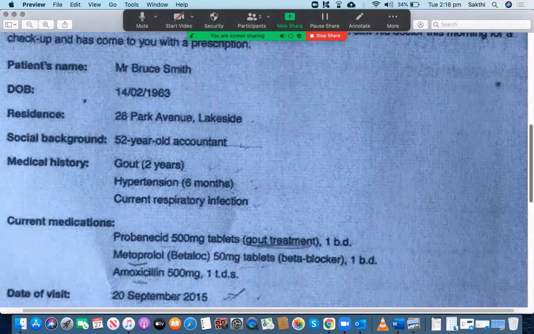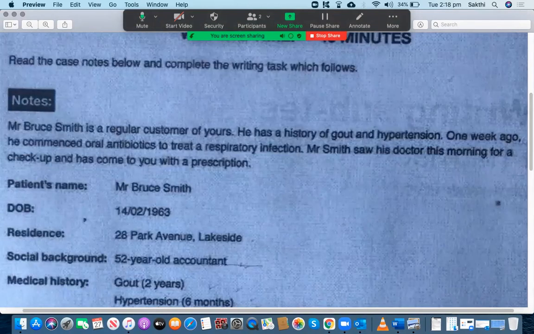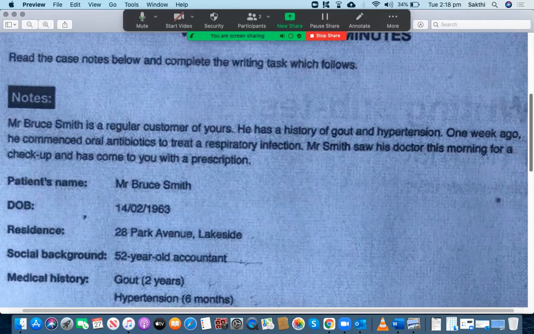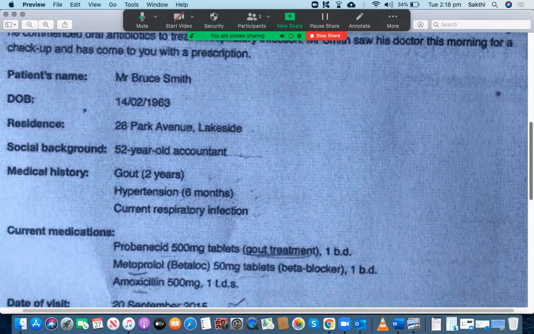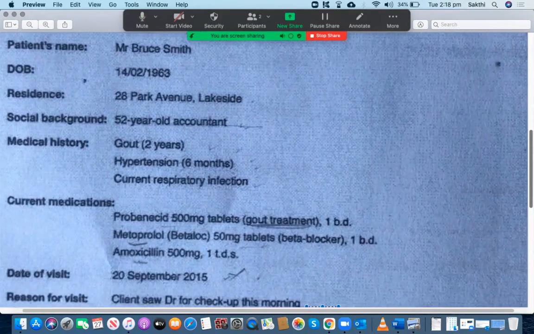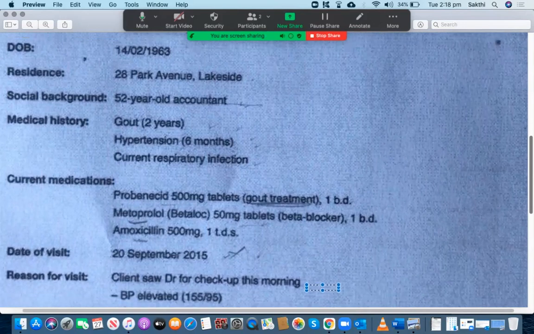Mr. Bruce is a regular customer of yours. He has a history of gout and hypertension. One week ago he commenced oral antibiotics to treat a respiratory infection. He saw his doctor this morning for a checkup and has come to you with a prescription. Patient's name Mr. Bruce Smith, 28 Park Avenue, Lakeside. That's okay.